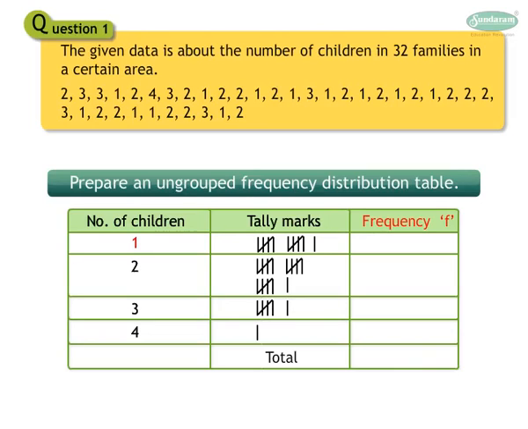Families having one child have 11 tally marks, so we write frequency as 11. Families having 2 children have 16 tally marks, so we write frequency as 16. Thus, in this way, we find other frequencies also. Now, total the numbers in frequency column, that is, 11 plus 16 plus 6 plus 1 is equal to 34. Therefore, we get total as 34.